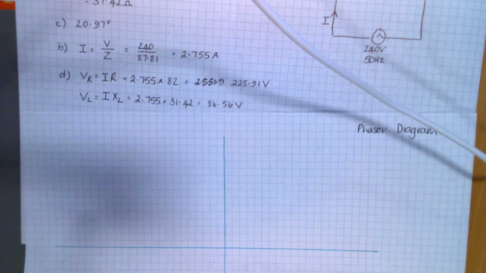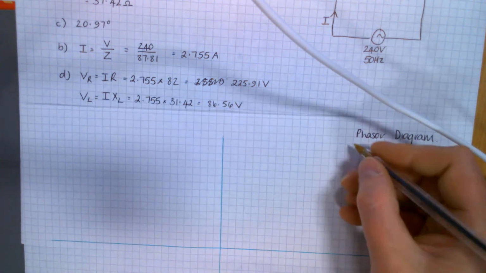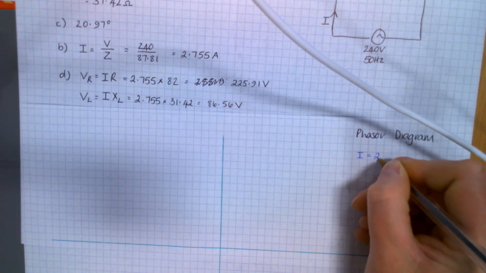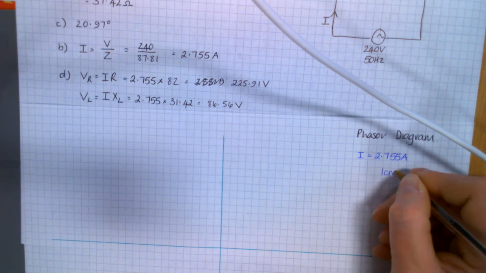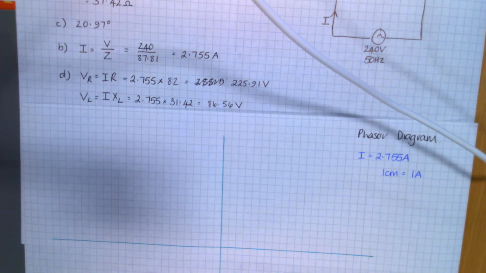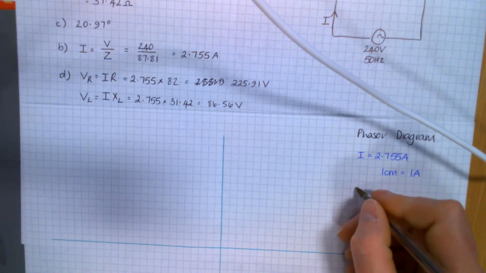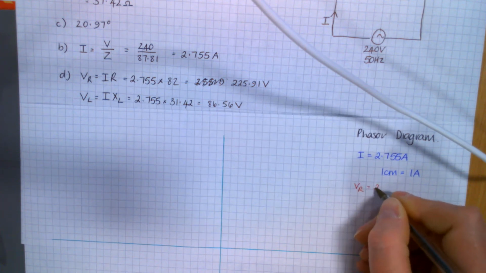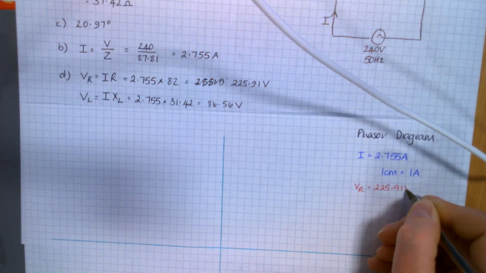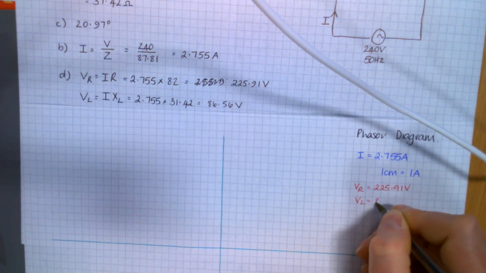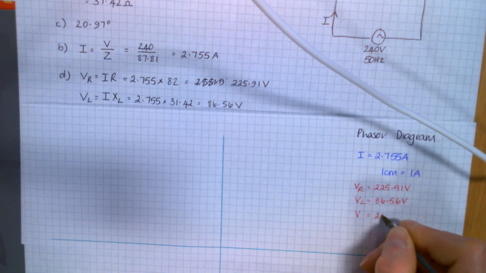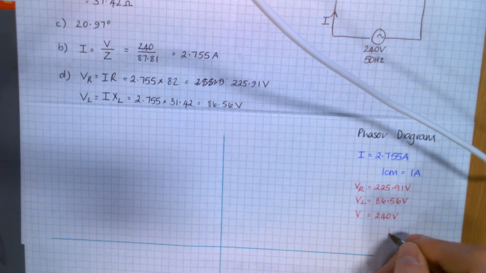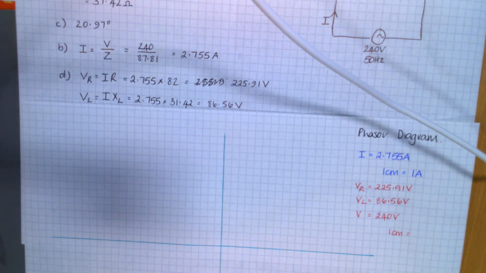So you're trying to fit. We'll have one scale for current, so I'll just say for my current 1 centimetre equals 1 amp. And then for my voltages, I'm going to include my VR, which will be 225.91, my VL, 86.56, and my supply voltage, my 240 volts. So what do we think? 1 centimetre equals what?